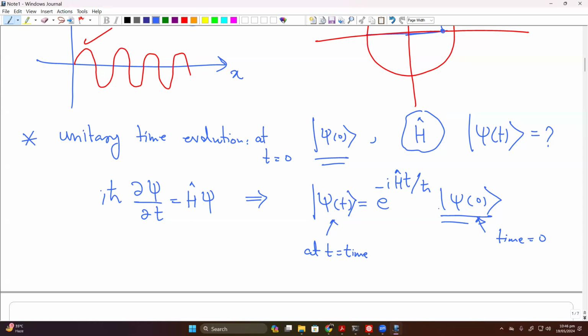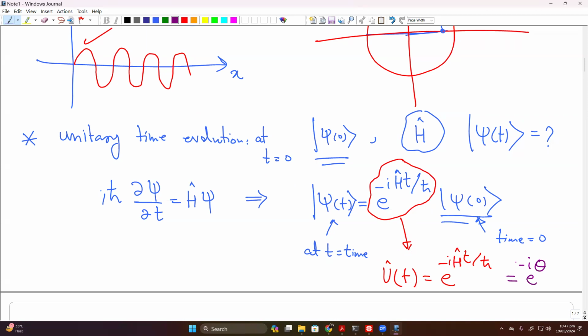How am I getting from the initial state to the final state? I'm getting there through this operator. This is called the unitary time evolution operator. And if my initial time is 0, I can write the unitary operator as e to the minus i H t divided by h bar. And this is something very, very close to this thing.